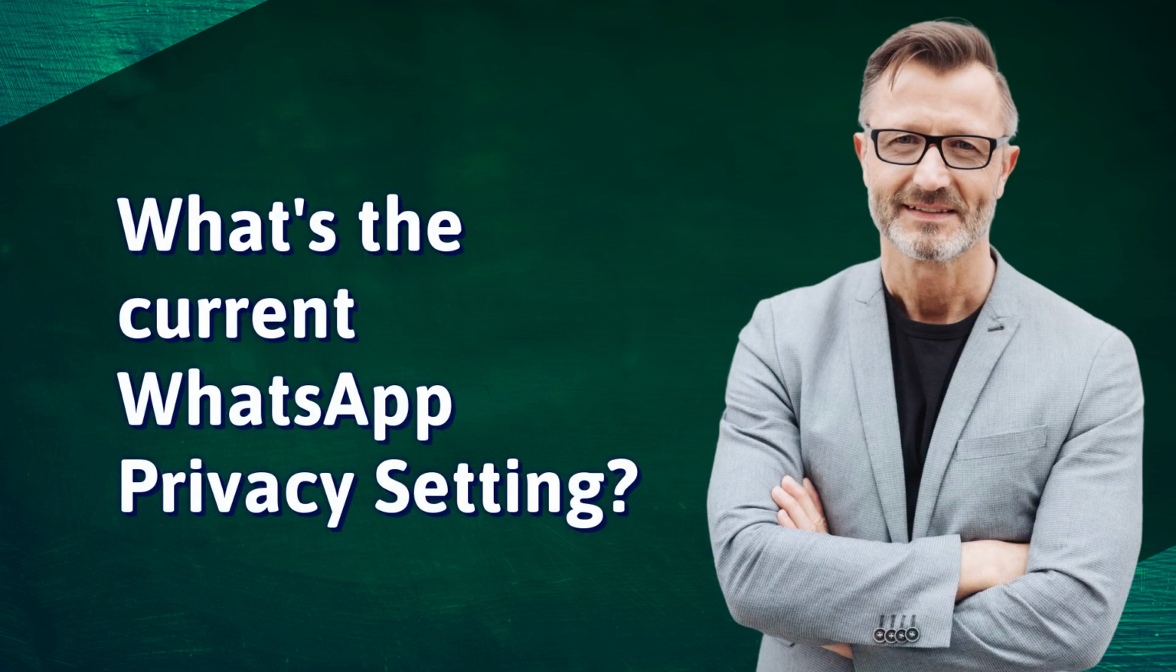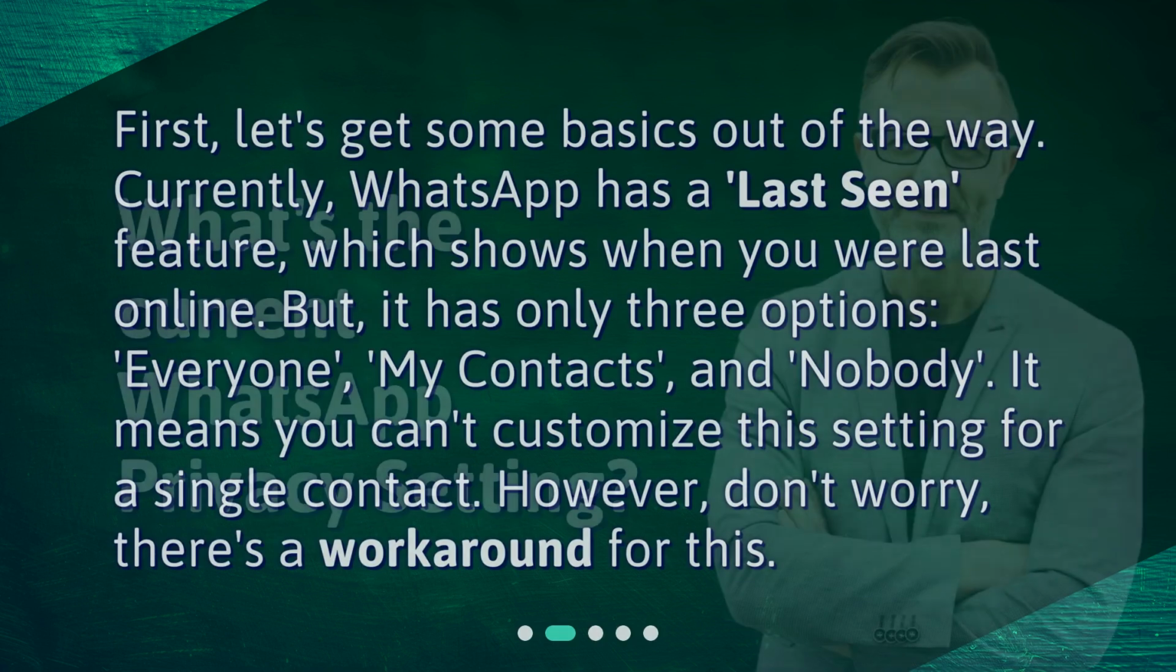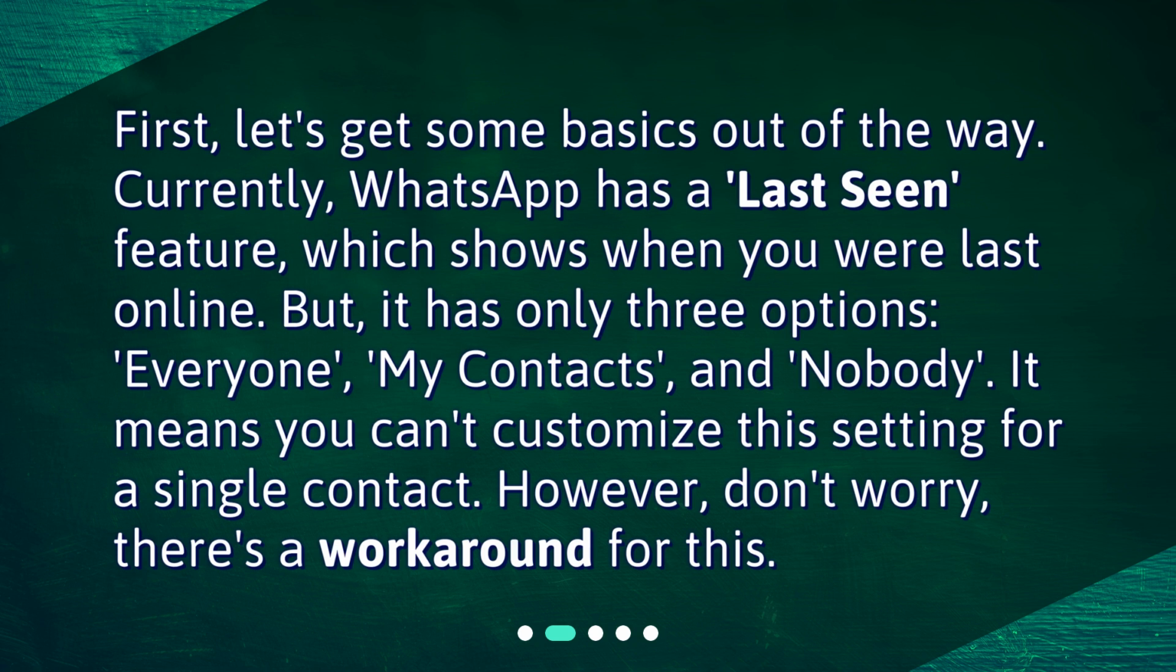What's the current WhatsApp privacy setting? First, let's get some basics out of the way. Currently, WhatsApp has a last seen feature, which shows when you were last online. But it has only 3 options: everyone, my contacts, and nobody. It means you can't customize this setting for a single contact. However, don't worry, there's a workaround for this.